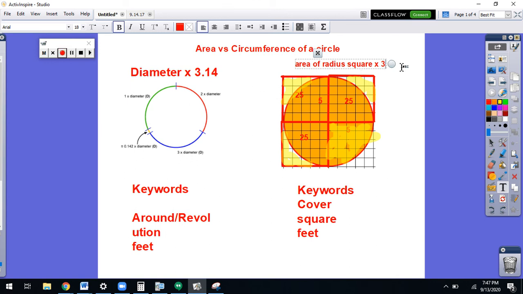Now, just like with circumference, there is still a little bit more. So it's 3.14. With this one, it's the area of the radius square times 3.14. In this case, the area of the radius square was 25, so I would just do 25 times 3.14, and then you would get your answer. Around 75, if I had to estimate: 25 times 3 is 75, and then a little bit more, whatever 0.14 times 25 is. So you would multiply it out and get your answer. That's how you find the area of a circle.